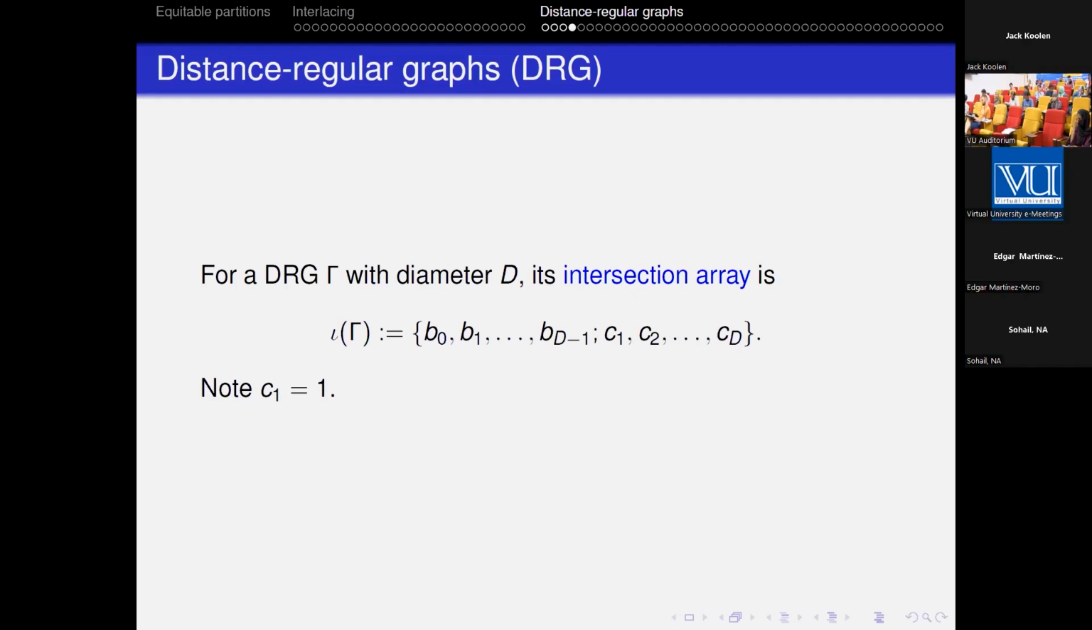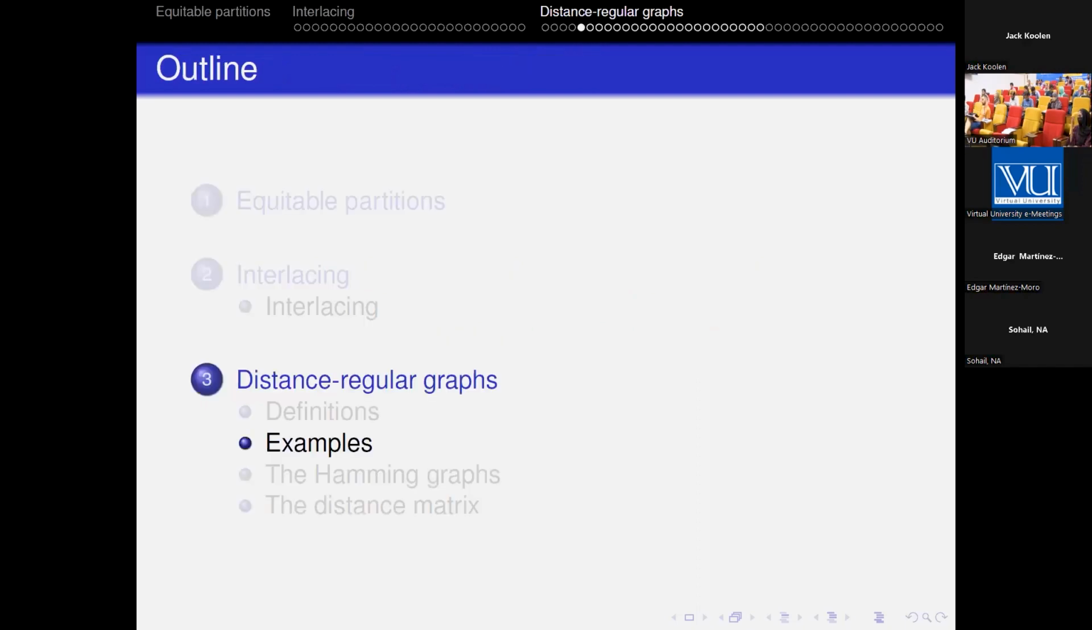For example, B1 is always smaller than B0, but if you look at the 7th one, then you see that B0 is 2, and B1 and B2 are 1, and C1, C2, and C3 are all 1. So you can have everything. Now I will give you some examples.